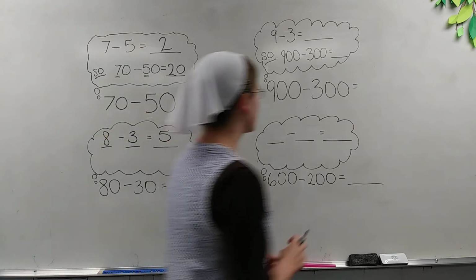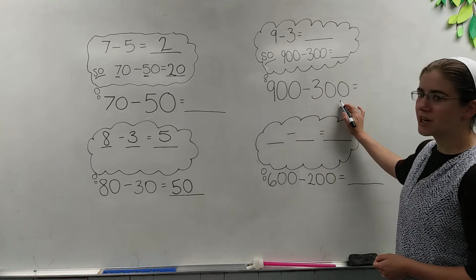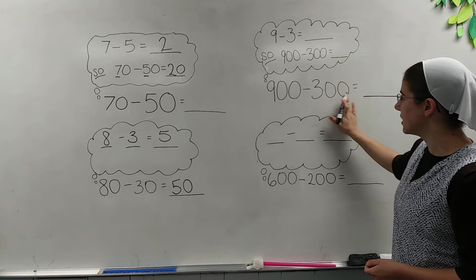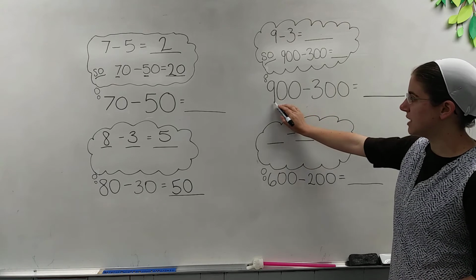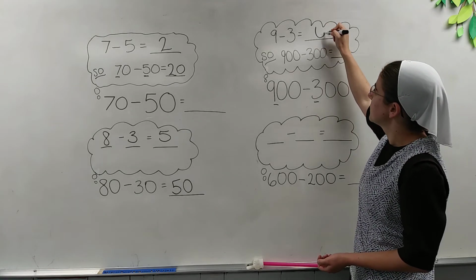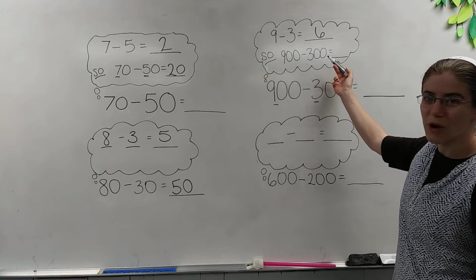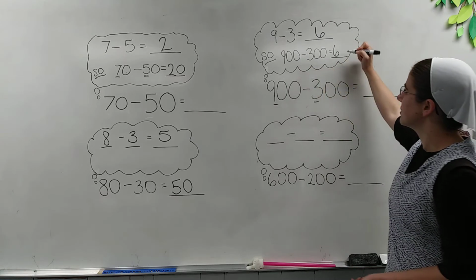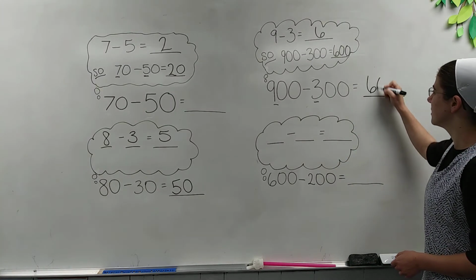So we can do this with subtracting hundreds as well. 900 minus 300 is, well, just subtract the hundreds, because we have zeros in the ones and the tens places in both numbers. So we say 9 minus 3, so we think to ourselves, well, 9 minus 3 is 6. So 900 minus 300, what goes in the hundreds place? 6. And then we put a 0 in the tens place and a 0 in the ones place. So 900 minus 300 is 600.